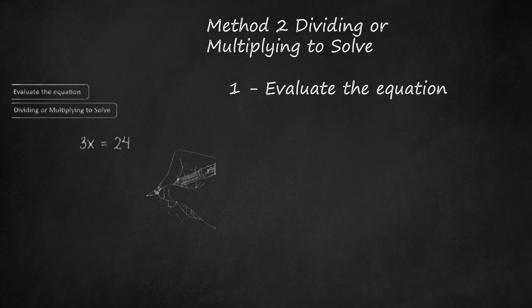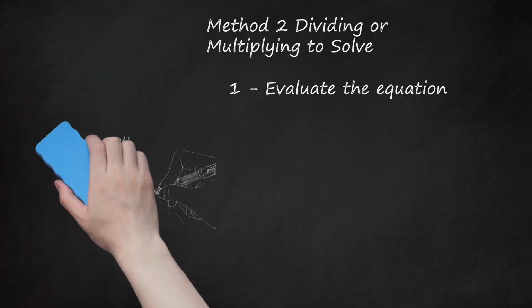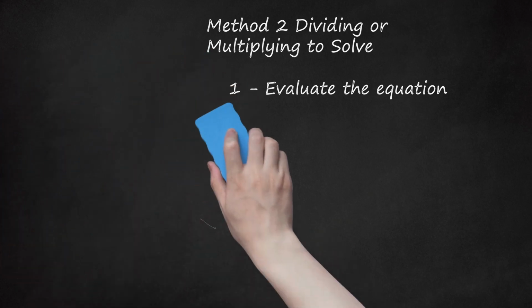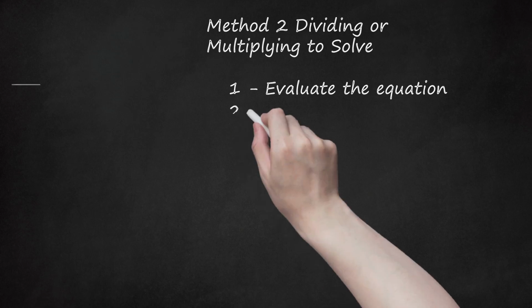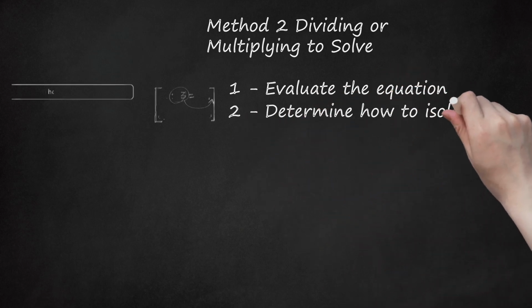For example, you might have the equation 3x equals 24. The variable representing the unknown number is x. When you multiply the unknown number and 3, the product is 24. 2. Determine how to isolate the variable.